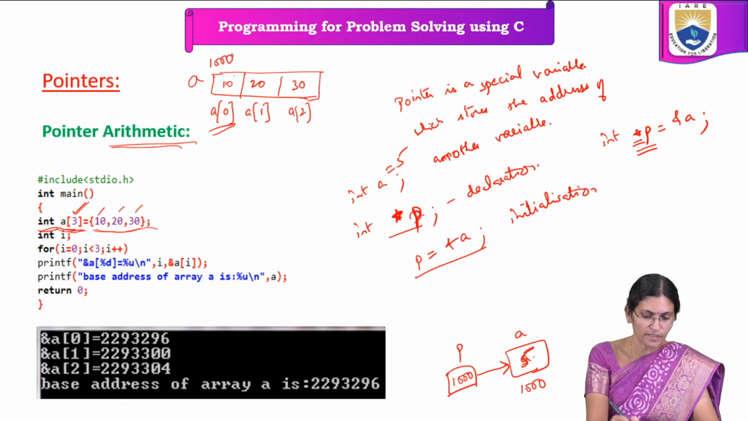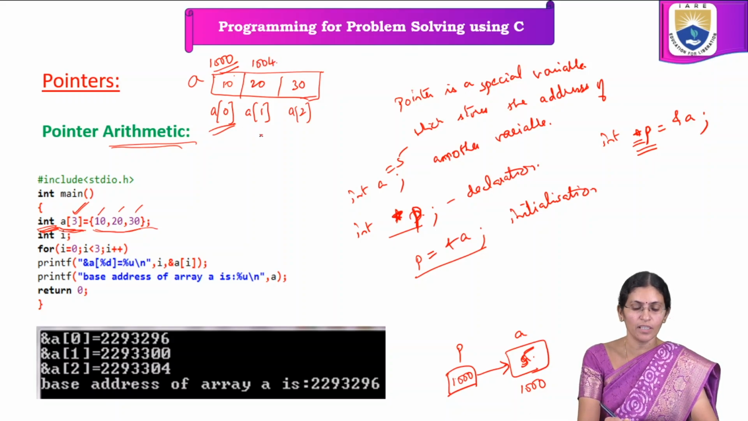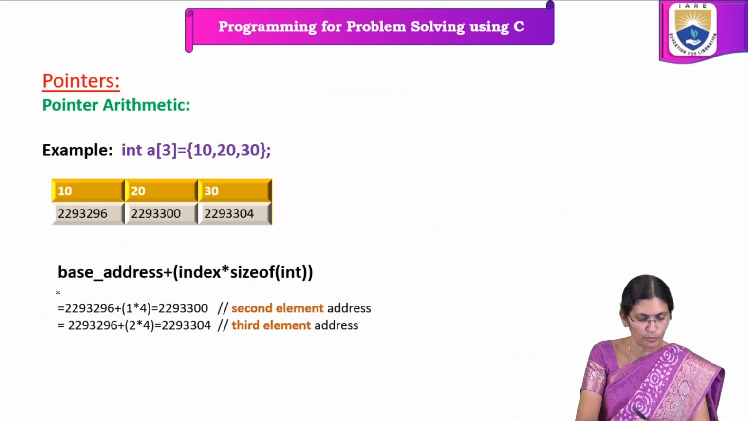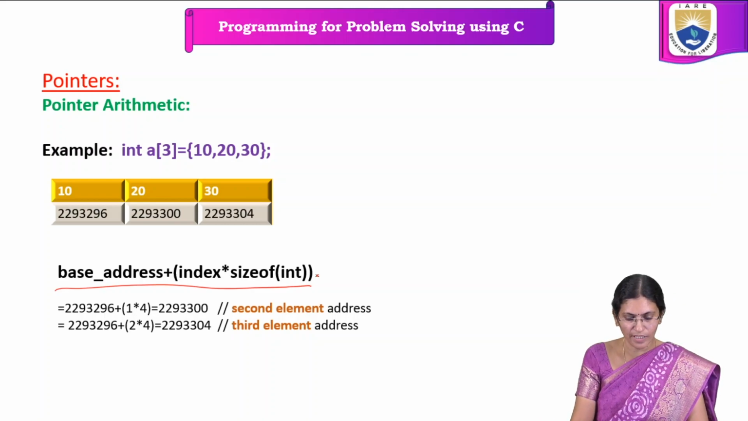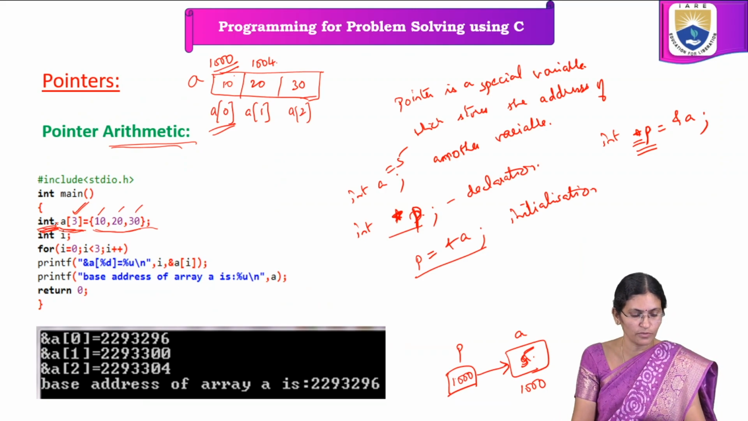Suppose the address of the first element is 1000. Since it is an integer type, this is the base address of the first element. Correspondingly, the next element will be stored at the address 1004. We have also seen how to calculate the address of the next element. The formula is base address plus index into size of integer. Here we are using an integer array, so the data elements belong to the type integer. Therefore, you have to calculate the size of int, which depends upon the computer architecture. Suppose the size of an integer variable is 4 here.